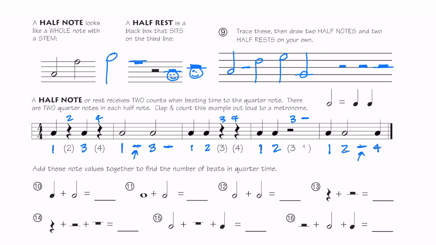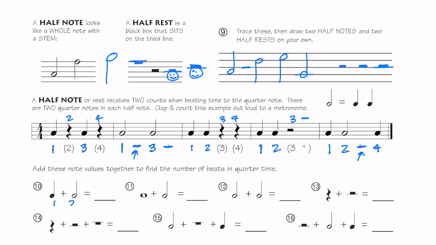All right, and then finally, let's do the music math. So all I'm doing here is adding note values together. So now I have 3 different note values. I've got quarter notes 1, half notes 2, whole notes 4. So I have to remember that and the corresponding rests. So 1 plus 2 is 3. We can do this fast. 4 plus 2 is 6. 2 plus 2 is 4.